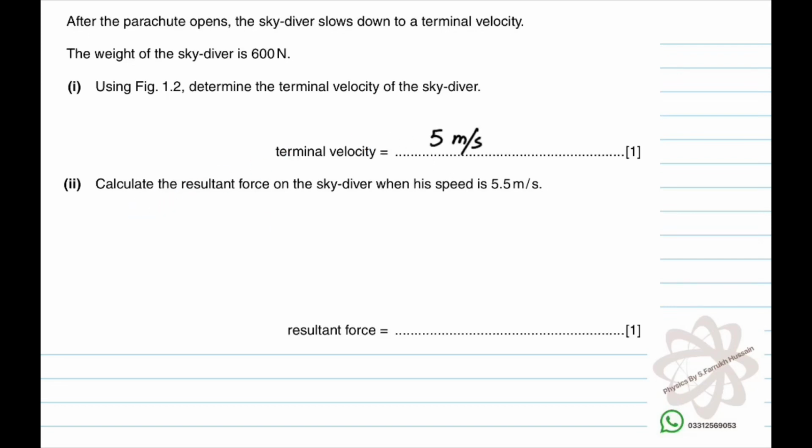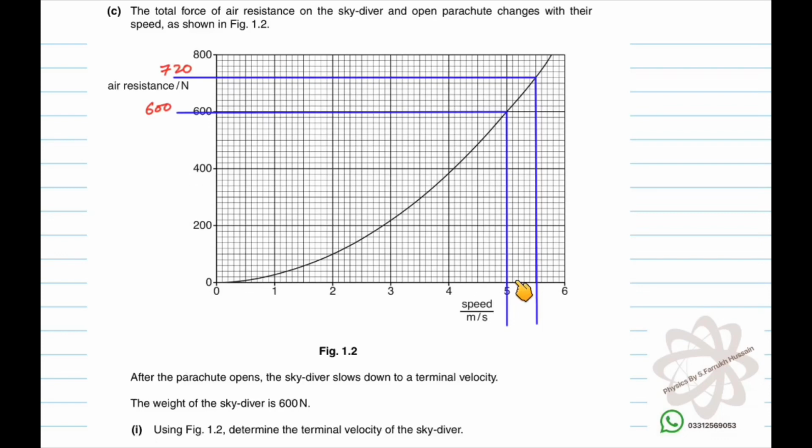Now calculate the resultant force on the skydiver when its speed is 5.5 meters per second. So we will go back to the graph and see that when the speed is 5.5 meters per second, the air resistance is, according to the graph, 720 Newton, because each box on the graph is 20, because 800 minus 600 is 200 and 200 divided by 10 boxes will give you 20 Newton for each box. So at 5.5 the air resistance is 720 Newton.